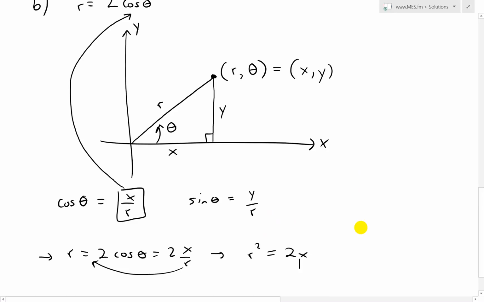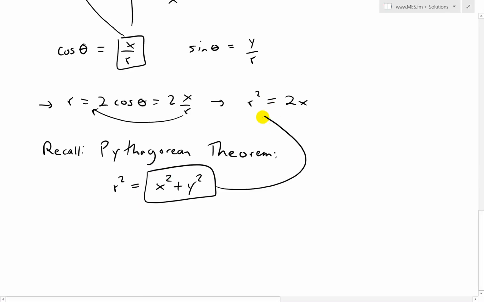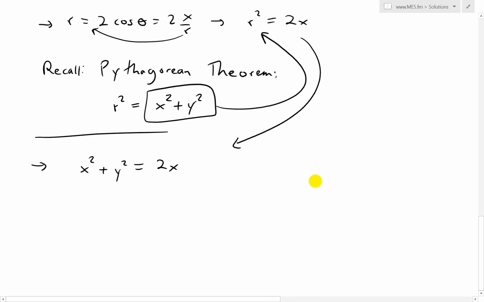But we also know by the Pythagorean theorem that x squared plus y squared equals r squared. So recall the Pythagorean theorem: r squared is equal to x squared plus y squared. Then we can throw this inside there. So finally we have x squared plus y squared, that's equal to r squared, equals just 2x. So put that in there and then throw this back down. So we have this equation.